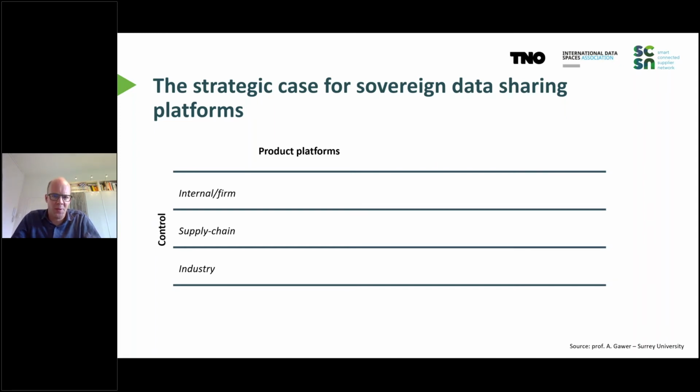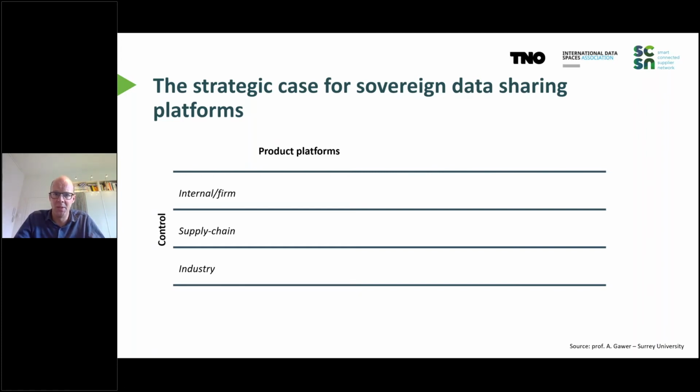And I think digital platforms play a very crucial role in that. There is a lot of existing theory on platforms, so this is a simplified version of the work of Professor Gore from Surrey University on platforms. We have platforms everywhere, and one of the types of platforms she mentions are product platforms.